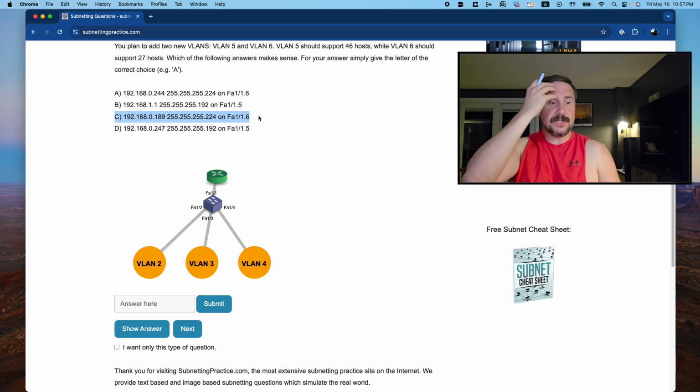So where does the block fall? What's 192 minus 32? From 160 to 192 gives us 32 addresses. So there would be 27 hosts that could fit in there for VLAN 6, but it just doesn't seem to make sense because it's not tacked on. It's not sequential. So I'm going to eliminate C. Could be wrong, but we'll find out.